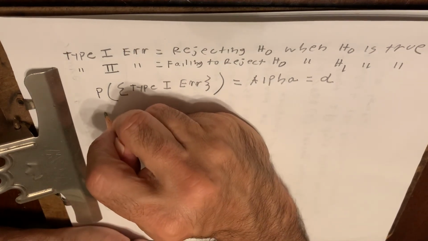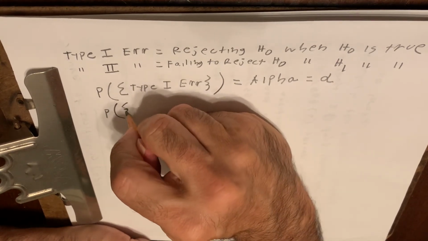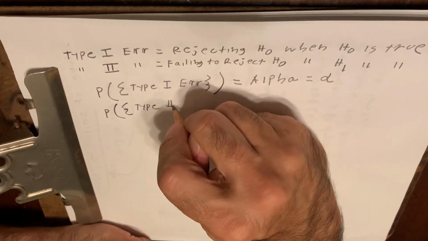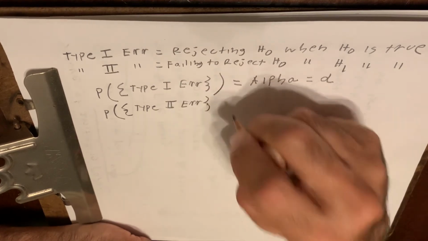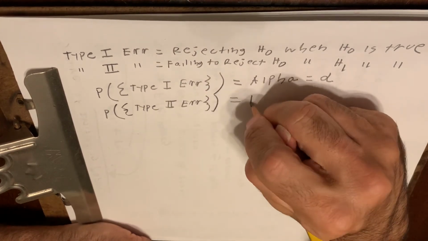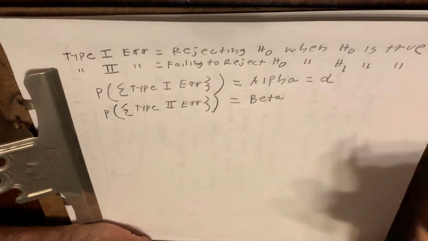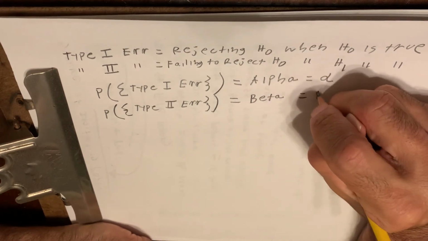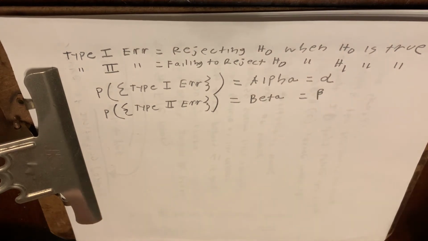And the probability of committing a type 2 error is called beta, and beta is the second Greek letter in the Greek alphabet. And beta looks pretty much like a B, only there's a little tail. I exaggerated it a little bit. There's a little tail under it, and it's a Greek letter.